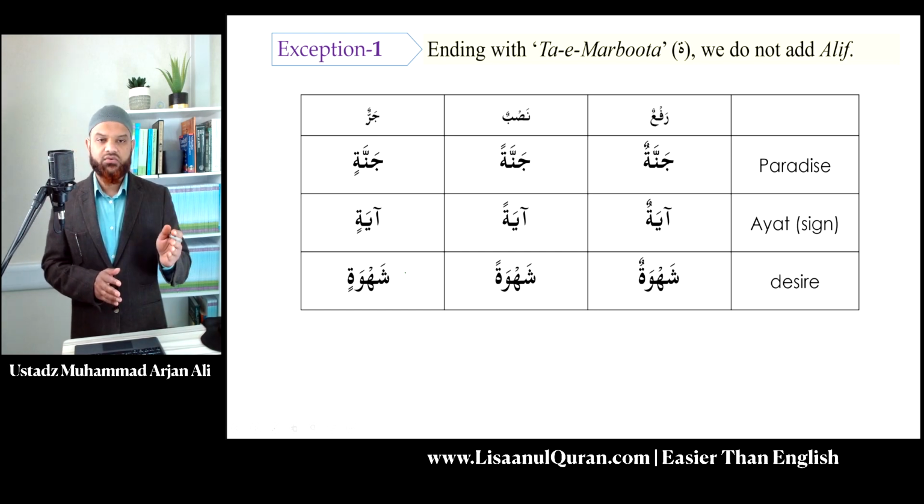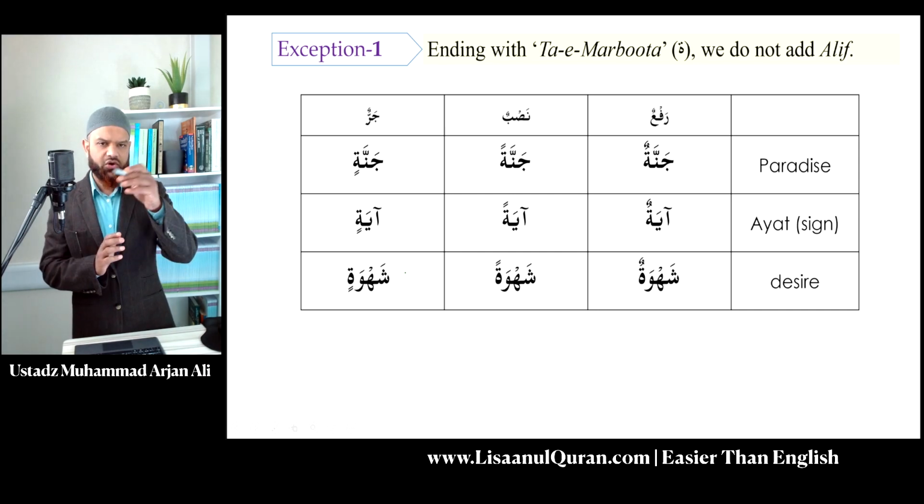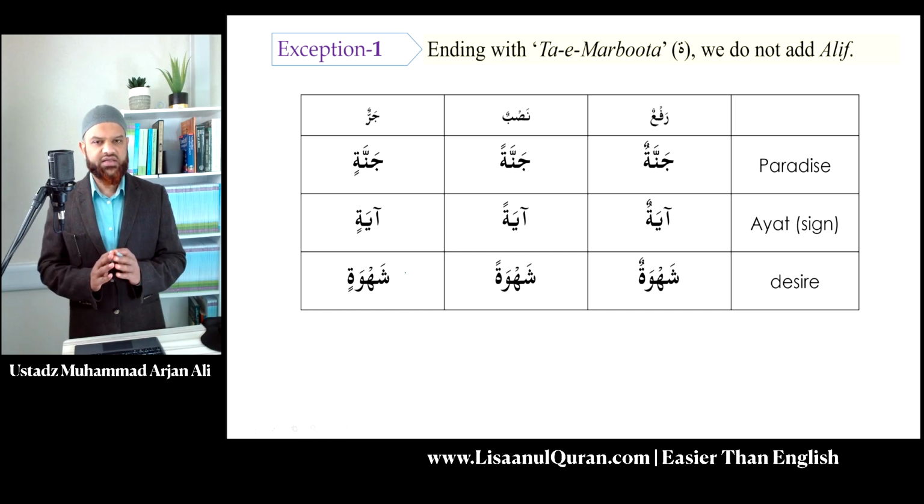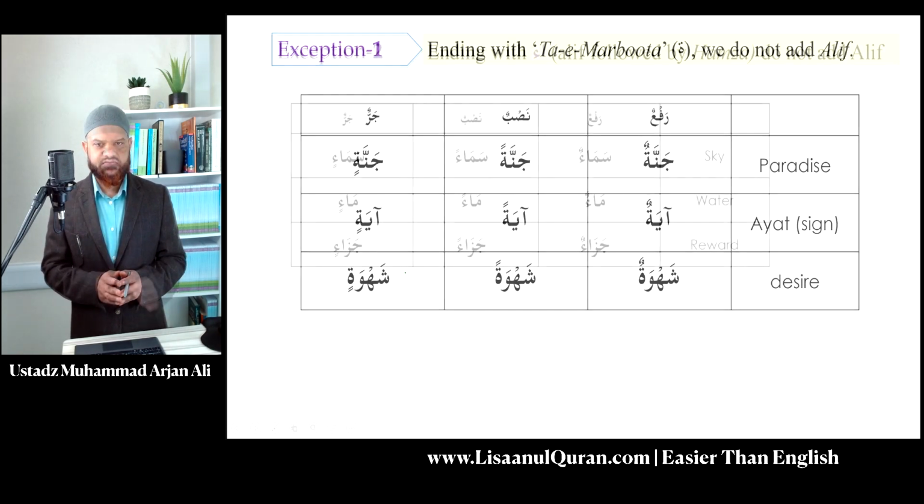So we have jannatun, jannatan, jannatin. Ayatun, ayatan, ayatin. No alif. And of course, we have another example there. Shahwatun, and many words that you can come up with. So if it has ta marbuta at the end and it belongs to the fully declining group, it will not require the extra alif in the nasab status.